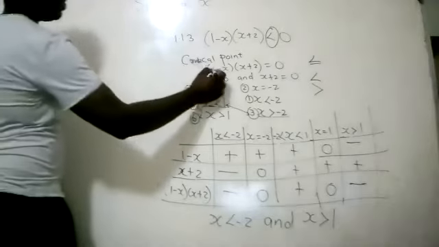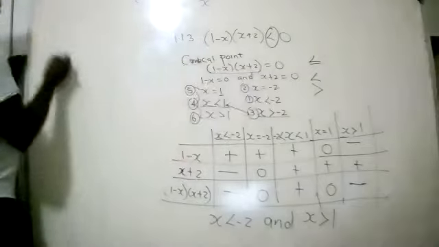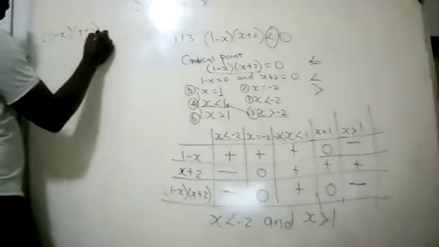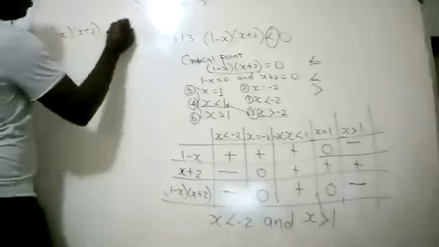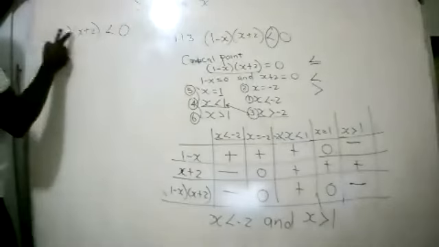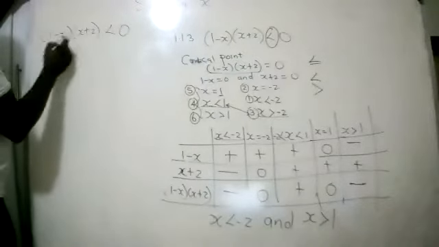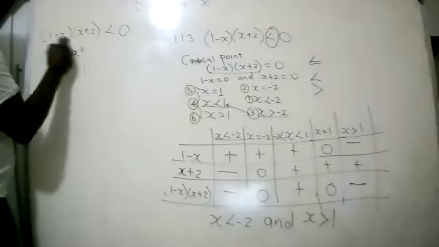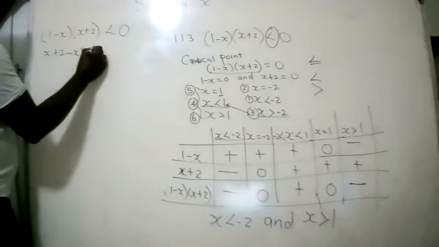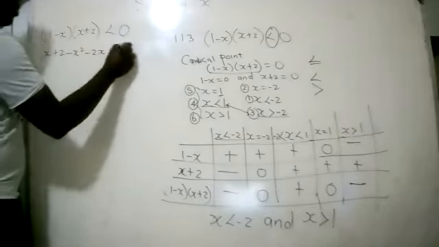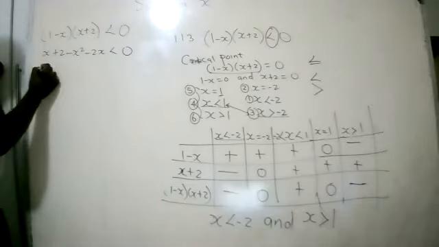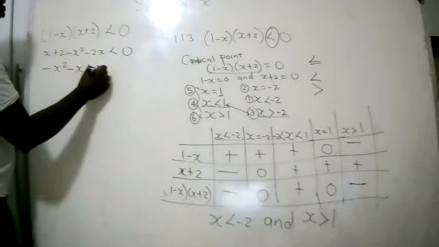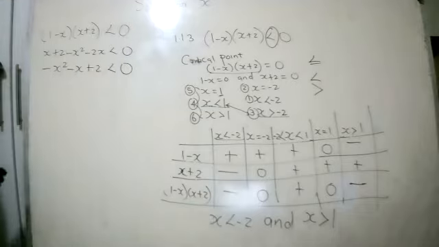So the graph method needs us to expand this first. So we are having 1 minus x and x plus 2. So we must expand that first with an inequality. We multiply 1 with x, we're going to get x. 1 with 2, we're going to have plus 2. And the negative x with x is negative x squared. And the negative x with 2 is negative 2x, which is less than 0. We add the like terms, so it means we're going to have negative x squared, negative x, and then plus 2 is less than 0.